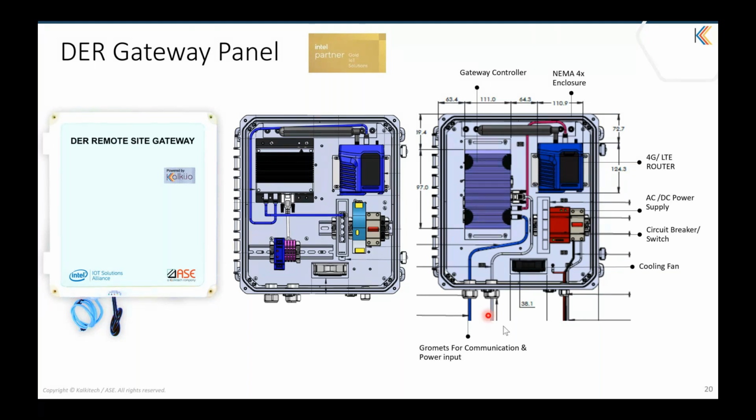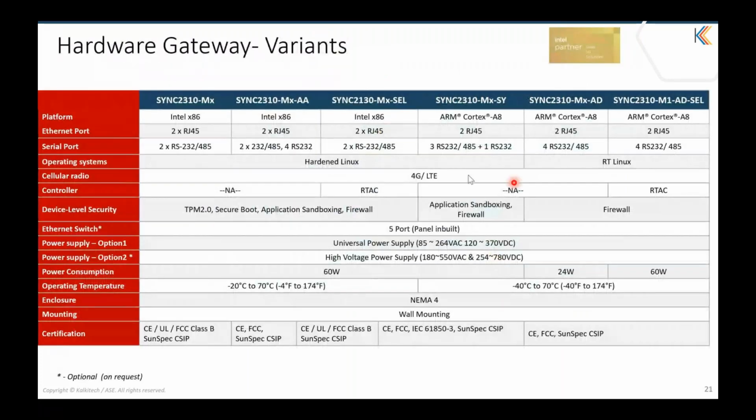So there are different variants of the gateway. Here are the six variants. Primarily, you can see that the first three are Intel Atom-based hardware, which comes with at least two Ethernet ports. One port can be used for the modem communication, and the second port can be used for communicating with the DRs, either directly, or if there are multiple DRs, you can have a 5-port Ethernet switch in the panel, and from the Ethernet switch multiple DRs can be connected.